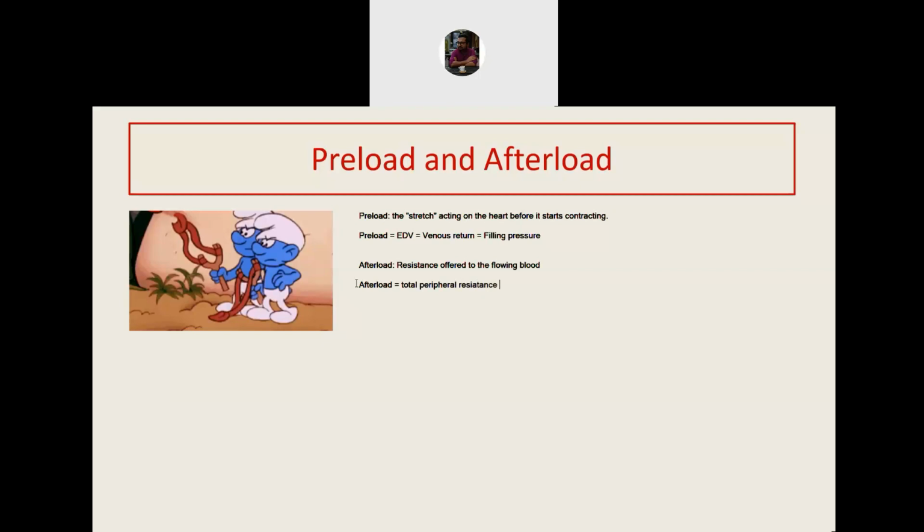Maximum resistance is offered by the arterioles, which are very narrow. Minimum resistance is offered by the capillaries. Although capillaries are even narrower, they offer less resistance because, as you can understand from the anatomy of the capillaries, the capillaries are arranged in the form of a parallel circuit.